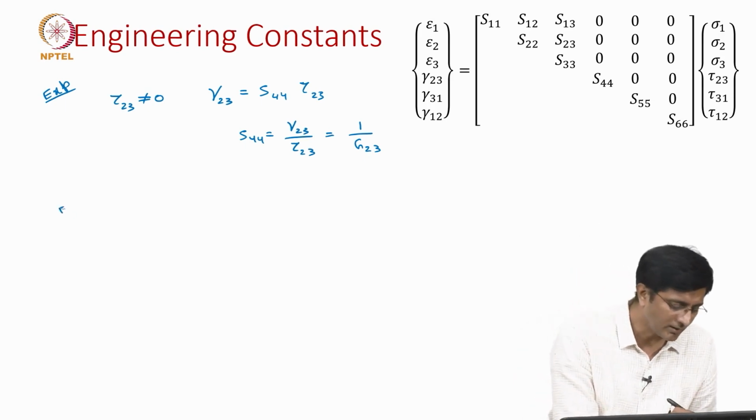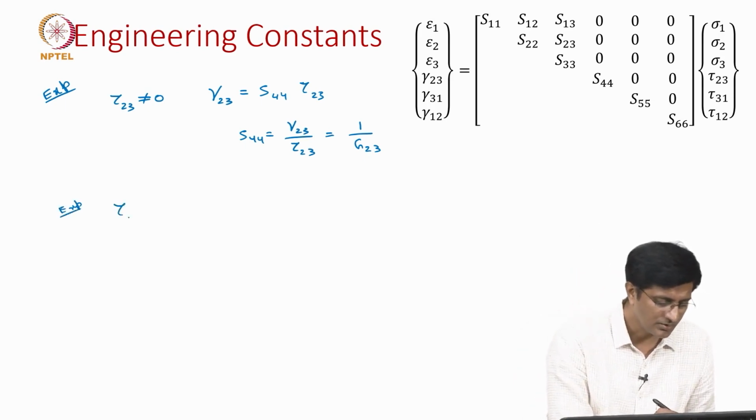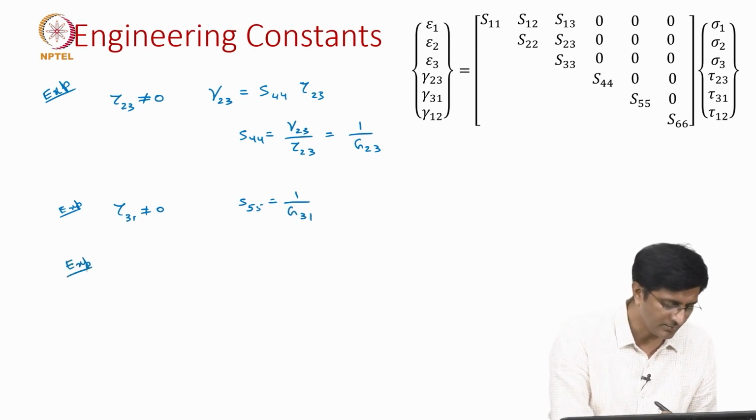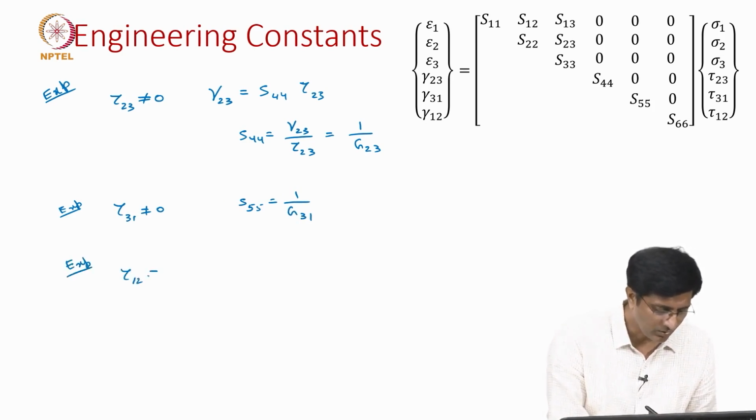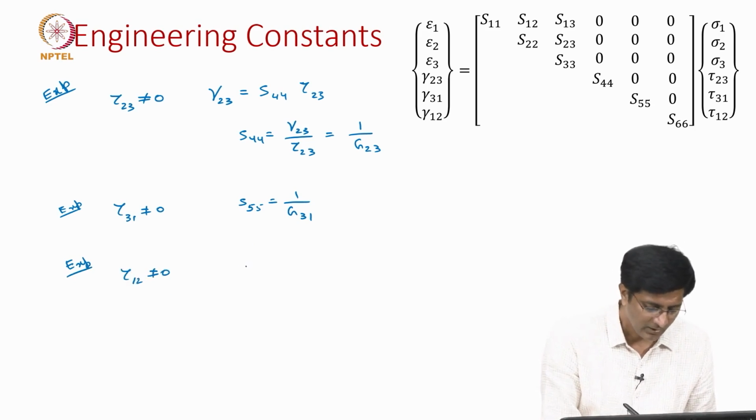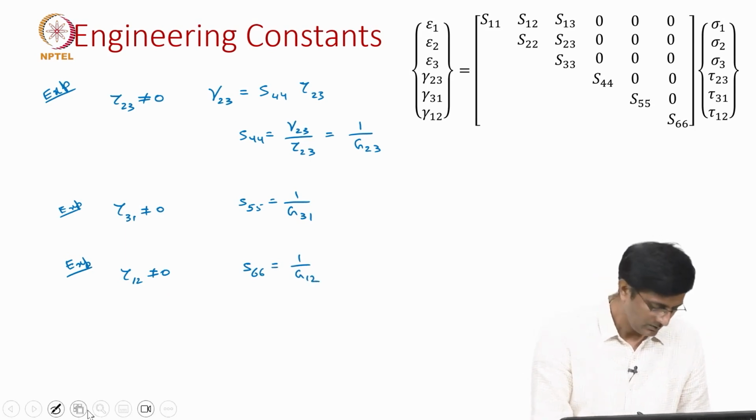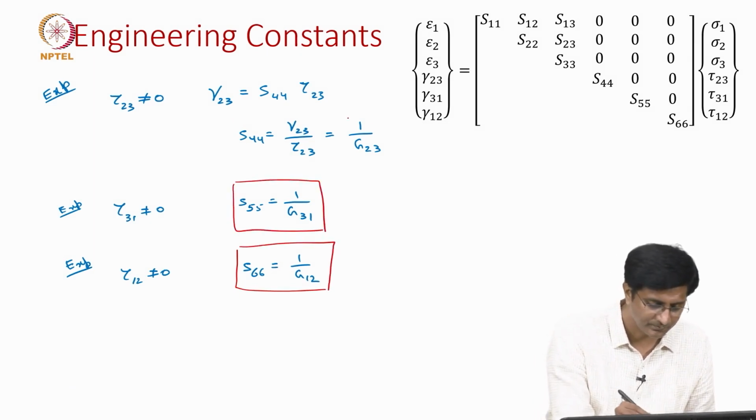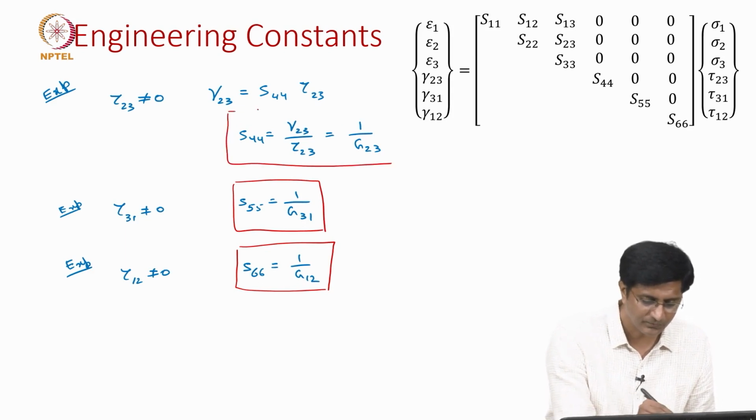So, similarly, I can have another experiment with another shear stress. Let us say this is tau 12 equal to 0. This should give me S55 as 1 by G31. And similarly, I can also do one more experiment. Now, this time tau 12 is the only non-zero shear stress applied. Then S66 can be written as 1 by G12. So, let us see what are the components we are able to write here.